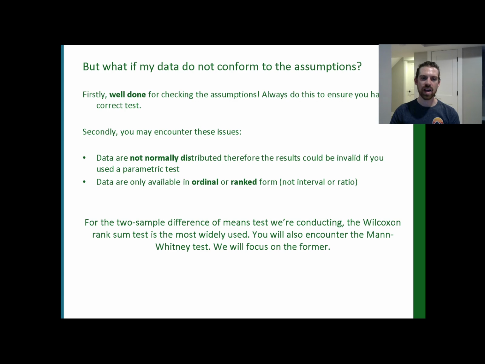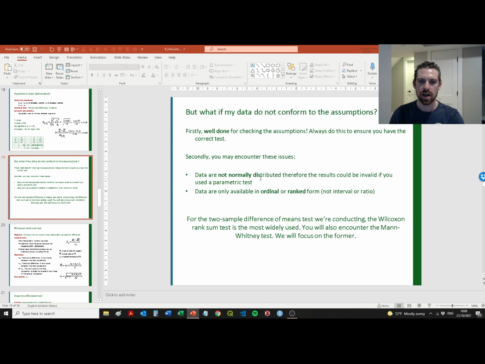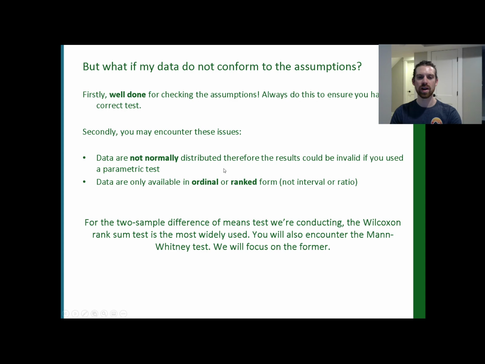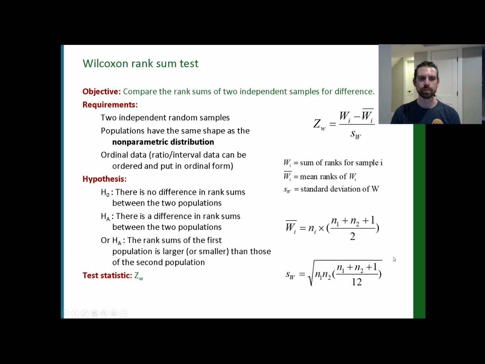And then secondly, the data may only be available in ordinal or ranked form, okay? And if that's the case, then we're going to have to work with a different type of statistical test. So for the two sample difference of mean tests, the Wilcoxon rank sum test is the most widely used. You'll encounter the Mann-Whitney U-test too, but we're going to focus on the former.